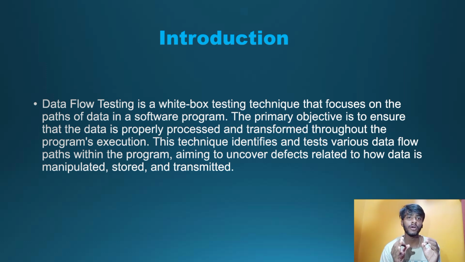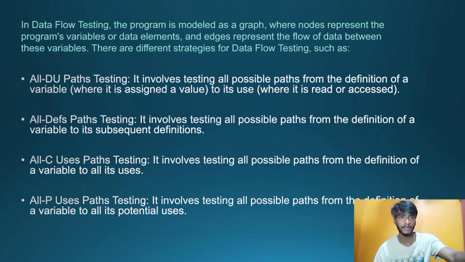The primary aim of this technique is to test whether data is properly processed and transferred throughout the program's execution or not. This technique identifies and tests various data flow paths within the program, aiming to uncover defects related to how data is manipulated, stored, and transferred. In data flow testing, the program is modeled as a graph where the nodes represent the program variables or the data elements and the edges represent the flow of data between these variables.